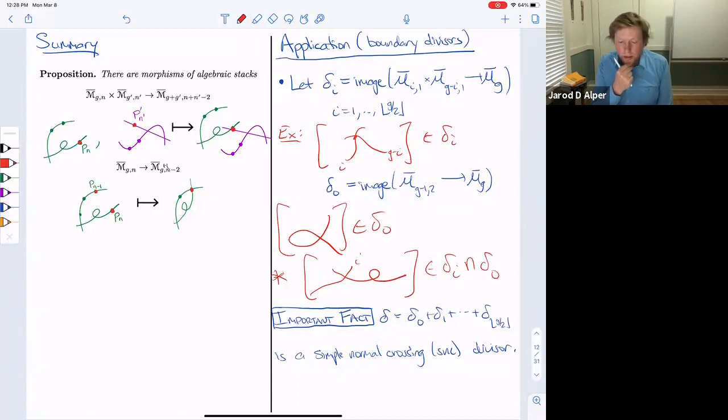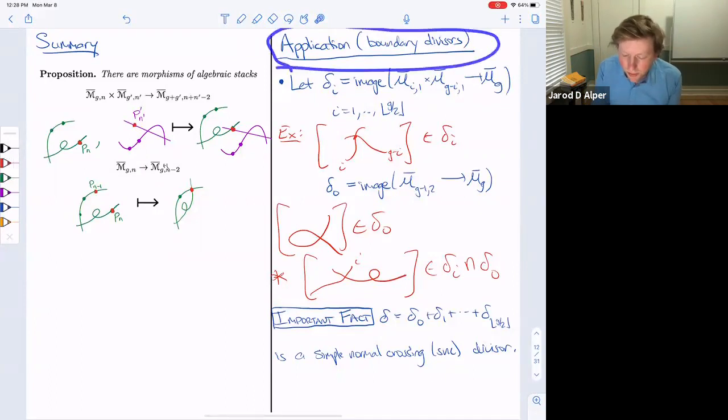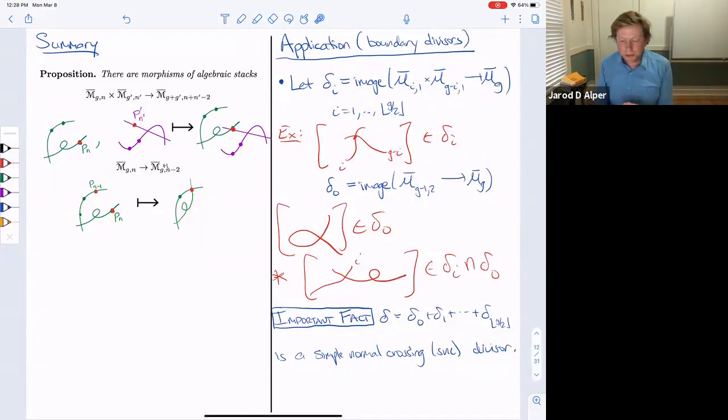Right, so one reason I'm saying this is because we're going to use the boundary in a fundamental way in Wednesday's lecture when we discuss irreducibility.